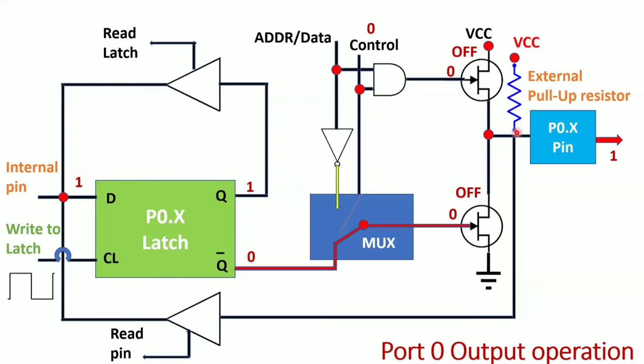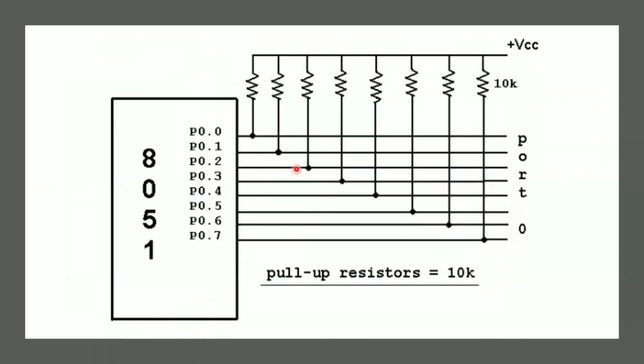That means there is a point to be noted here. Whenever you want to perform any output operation, you must connect the external pull-up resistor, especially for port 0. Understood this much? Why? Because if you don't connect the external pull-up resistor, you won't get the value from outside of that particular pin. So that's why every time you are using the 8051 microcontroller port 0, only I'm telling about port 0, for port 0 you need to connect external pull-up resistors for each and every pin.